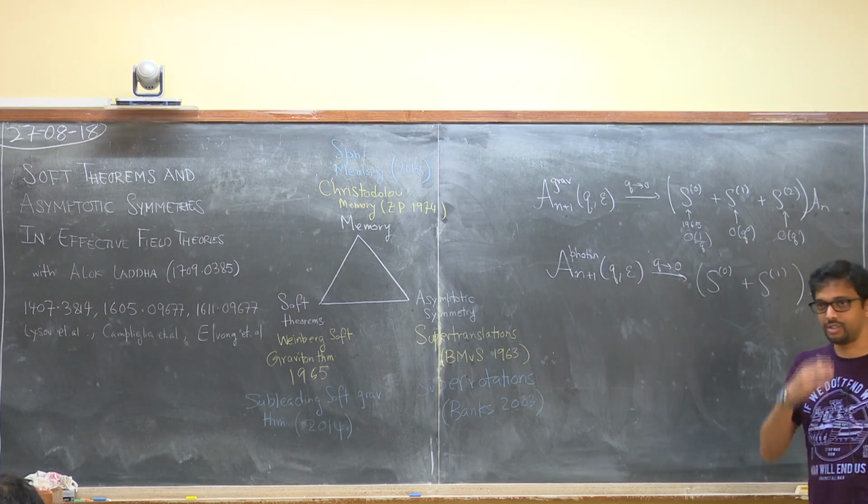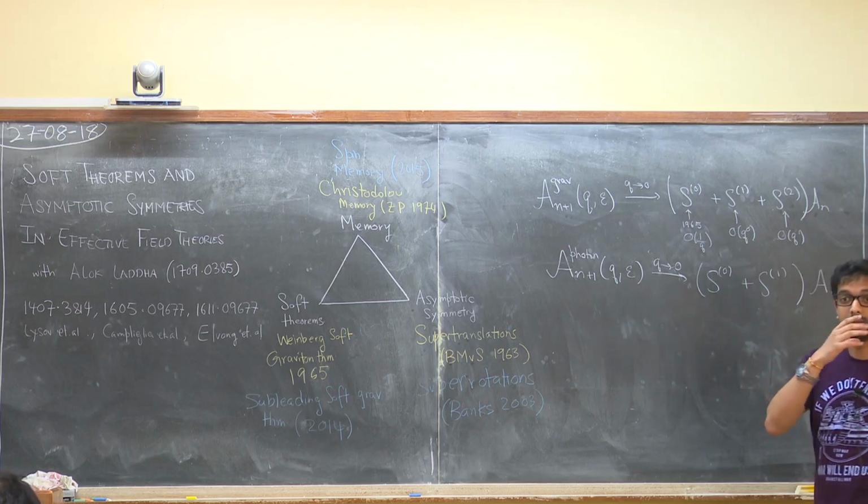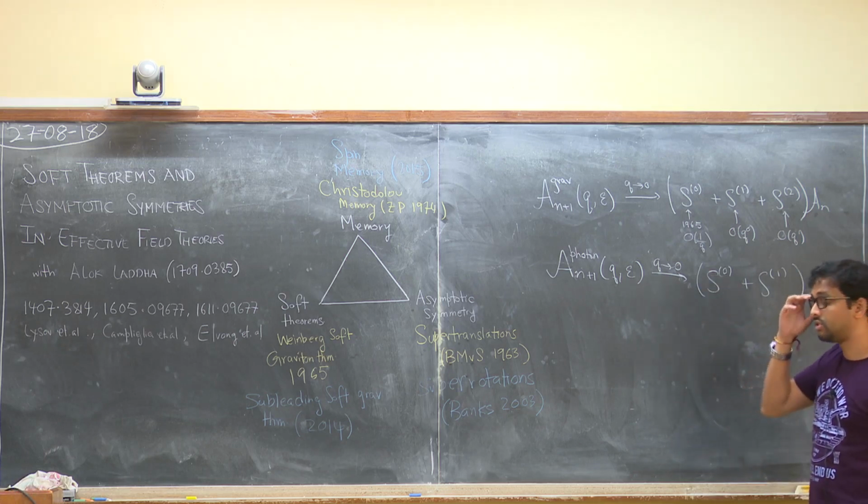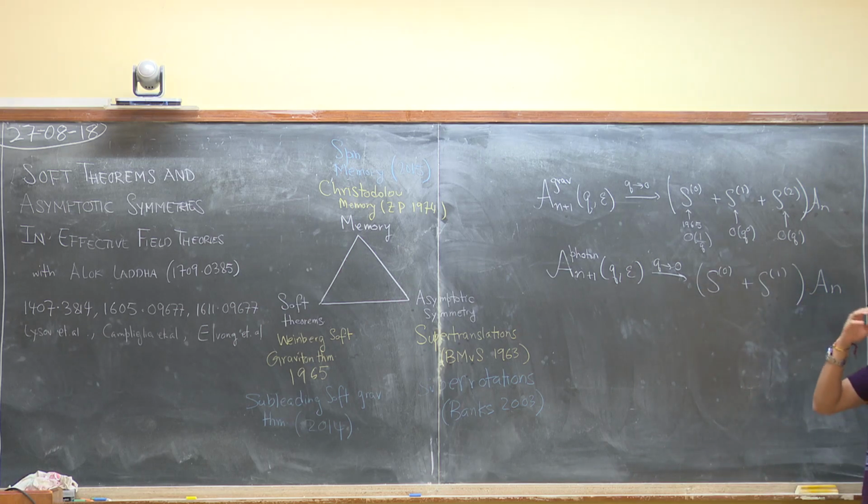They give you non-vanishing charges. I'll explain this in some detail later. And the Ward identity for those symmetries gives you S0. So the question was how to reproduce S1.